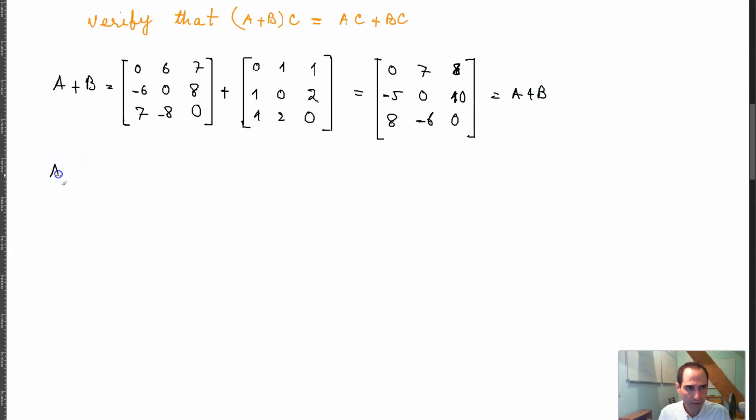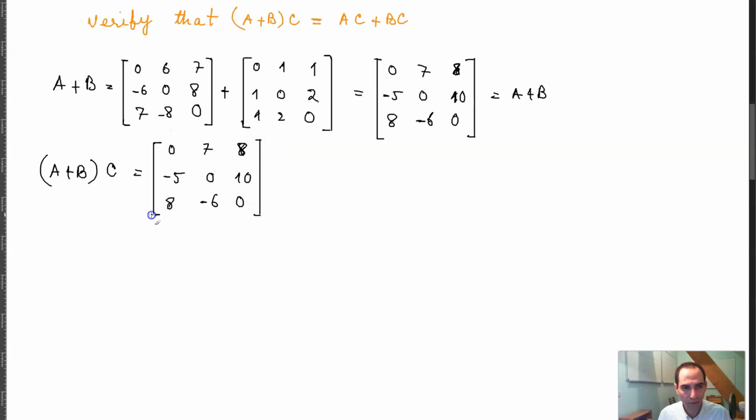Now A plus B times C is equal to the matrix 0, 7, 8, negative 5, 0, 10, 8, negative 6, 0, and you want to multiply it by C, which is the matrix 2, negative 2, 3. This is a 3 by 3 matrix and this is a 3 by 1 matrix. These two numbers are equal, so multiplication is defined, and you will get a 3 by 1 matrix.